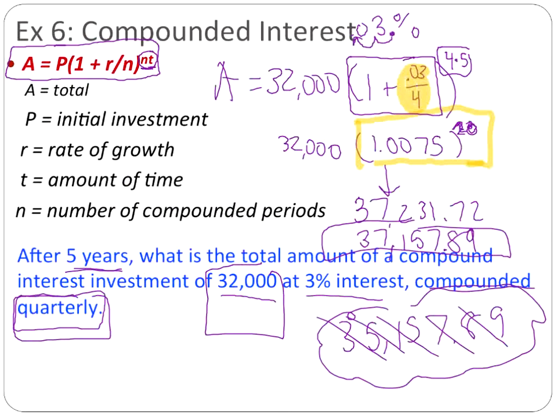Okay, just to give the correct final answer on this slide, it was 37,157.89. So I apologize, I had the wrong number written in there. Thanks, guys. Have a great day.